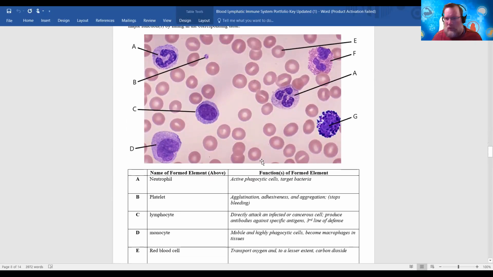All right, we've got a blood smear to look at as well. We see that again, the bulk of a blood smear is going to be red blood cells. This is kind of an unusual blood smear. We do get a little bit of everything on this one. So letter E, all of the little pink discs, those are red blood cells or erythrocytes. And then letter B are little tiny platelets.